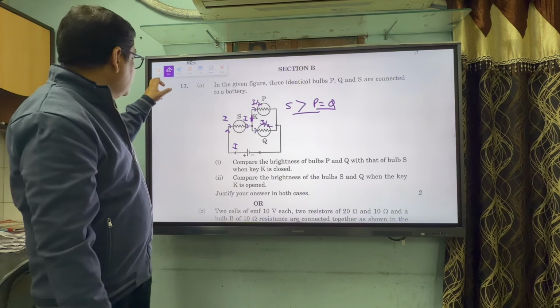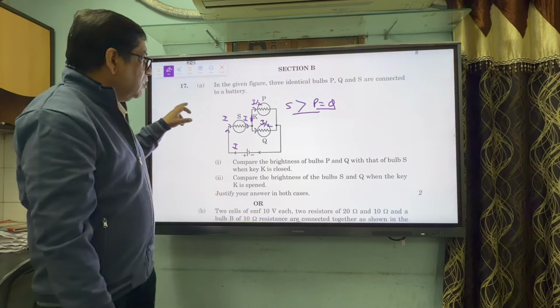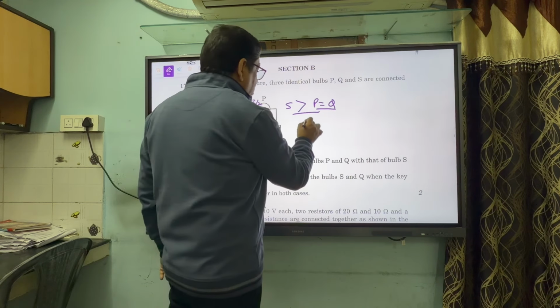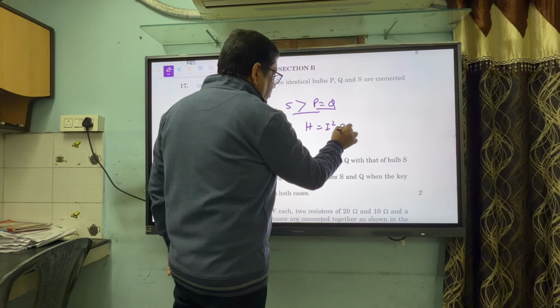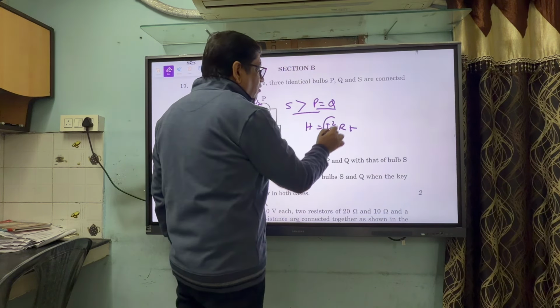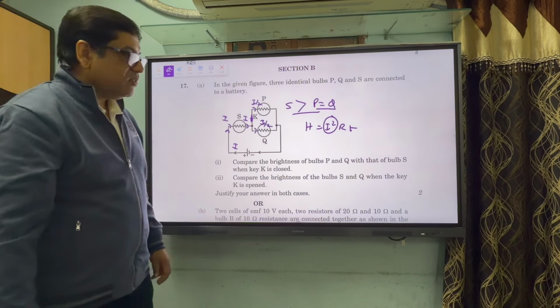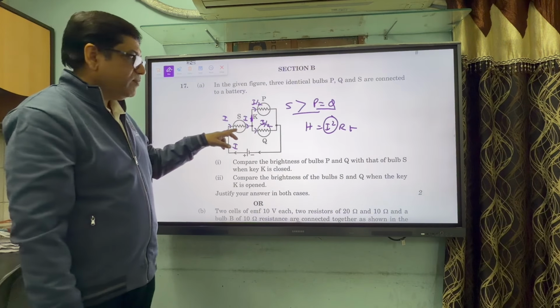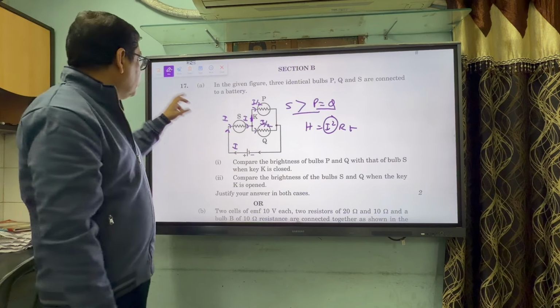And what is the second part? See, brightness will depend on how much heat is produced. The heat produced formula is I squared R. Whichever bulb gets more current will produce more brightness. So S will produce more brightness, and these two have the same brightness, but the brightness of S is more.